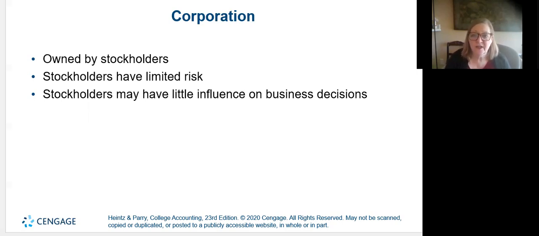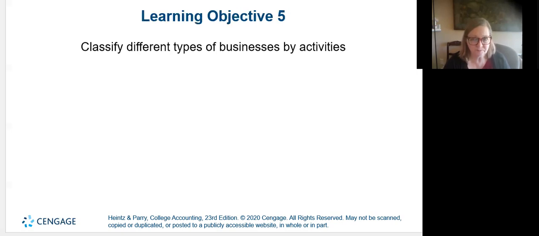Those investors or stockholders have no risk, basically, other than the initial amount they paid for their stock. So if the company happens to lose a lot of money, the individual that owns the stock just stands to lose their original investment in the stock and no more. But on the same token, they don't have any control over the business either. That's the downside, the no control. So you just have to have good managers in that case.